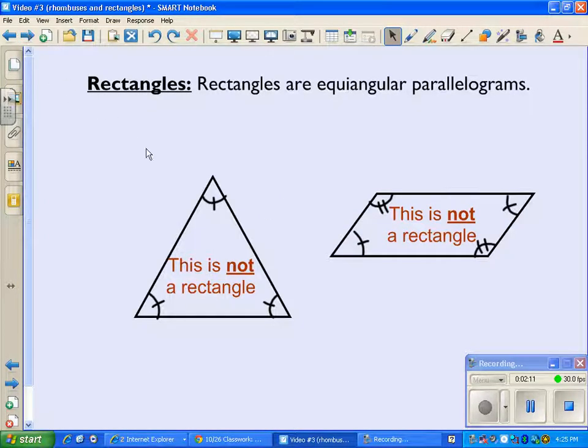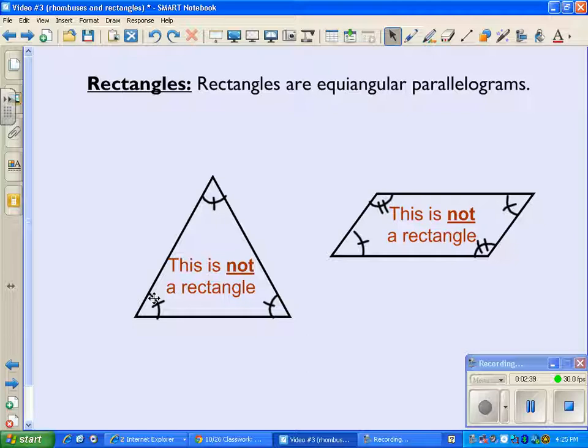So these are examples of non-rectangles. Okay, so if you notice, each one of these angles, they're not all the same, even though it is a parallelogram. And this shape, well, it has three sides, so it couldn't be a rectangle. Even though each one of the angles are the same, there needs to be four, and it's not parallel. So this cannot be a rectangle for all of those reasons.